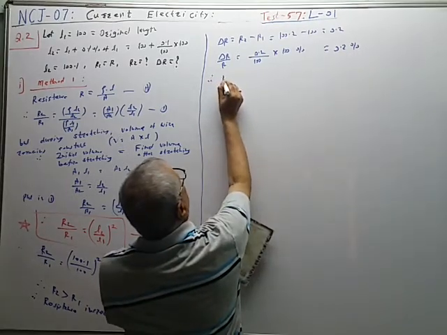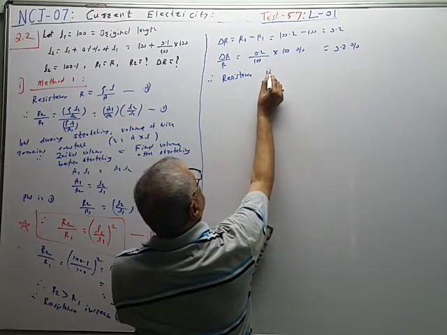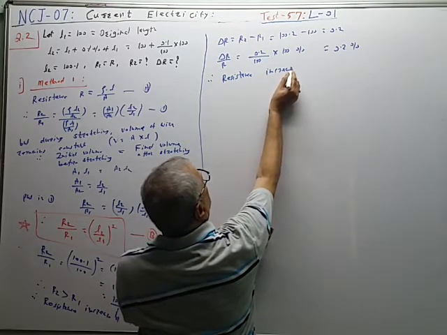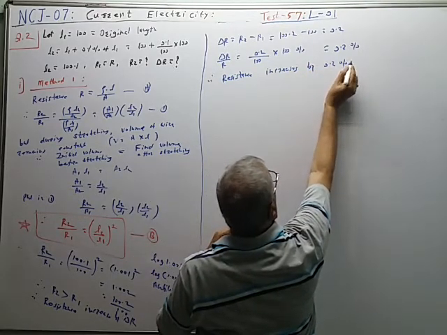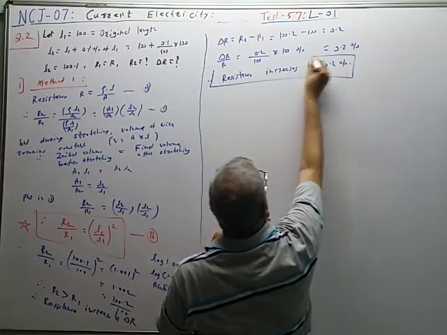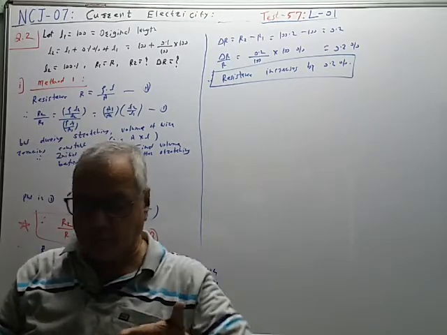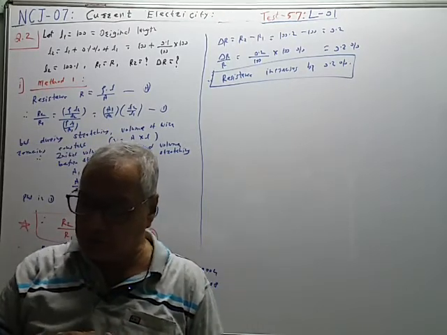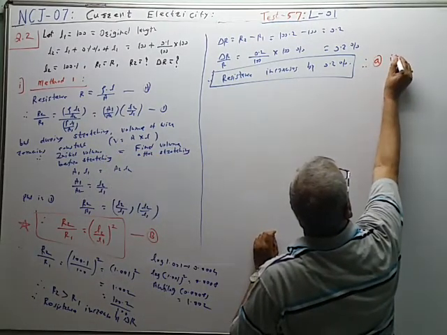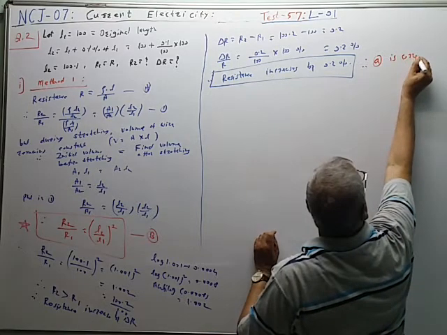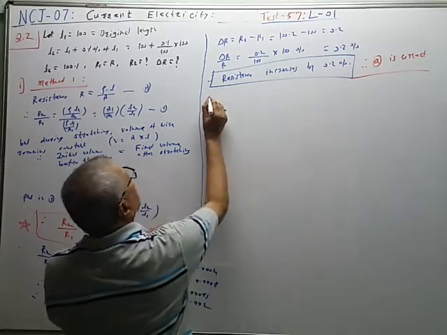So resistance increases by 0.2%. This is the answer by method number 1. Therefore, the correct choice is E. Therefore, E is correct. This is method 1.